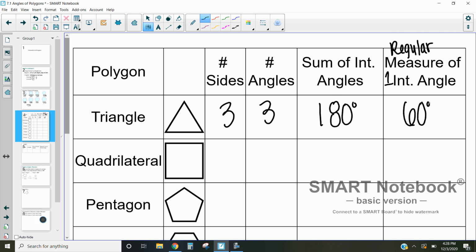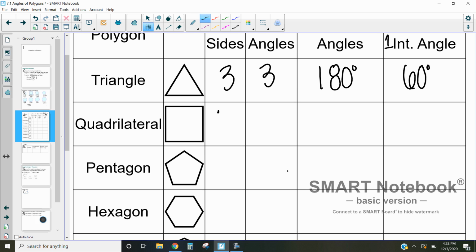Okay, so let's take a look at a quadrilateral. A quadrilateral has 4 sides and 4 angles. The sum of its interior angles is going to be 360 degrees. I know that because with this square, all of the corners are 90 degrees. Be aware that that is not the case with every quadrilateral, but it is the case that they all have a sum of interior angles of 360 degrees.